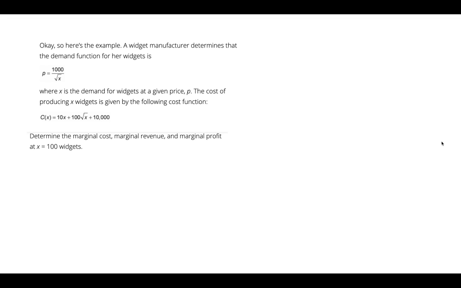The cost of producing x widgets is given by the following cost function. C of x is equal to 10 times x plus 100 times square root of x. Remember, square root of x can be written as x to the 1/2. And so when we're finding the derivative in a minute, we can still use the power rule on that term, plus 10,000. Determine the marginal cost, the marginal revenue, and marginal profit at x equals 100 widgets.